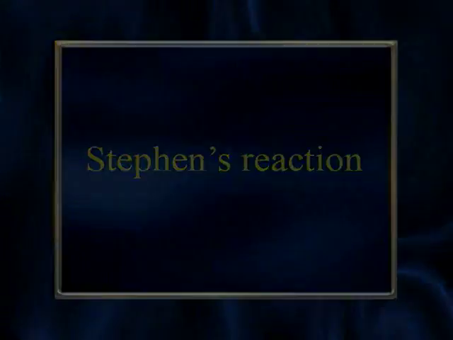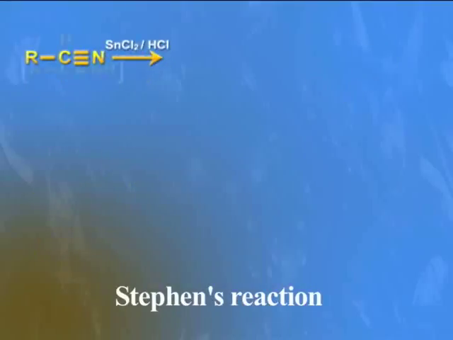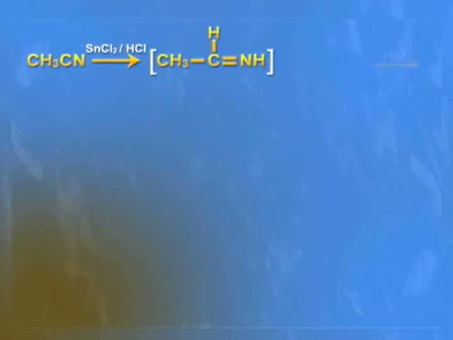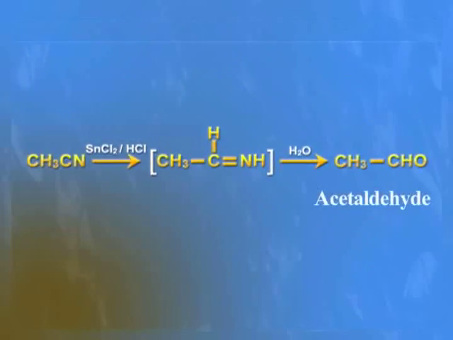Stephen's reaction. Aldehydes can be prepared by reducing alkyl cyanides with stannous chloride in the presence of hydrochloric acid followed by hydrolysis. This reaction is known as Stephen's reaction. This reaction proceeds via a less stable intermediate called imine.